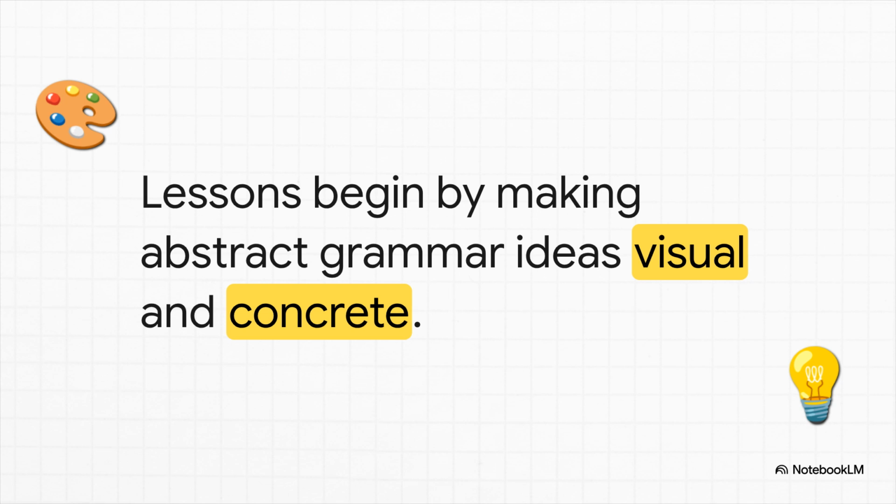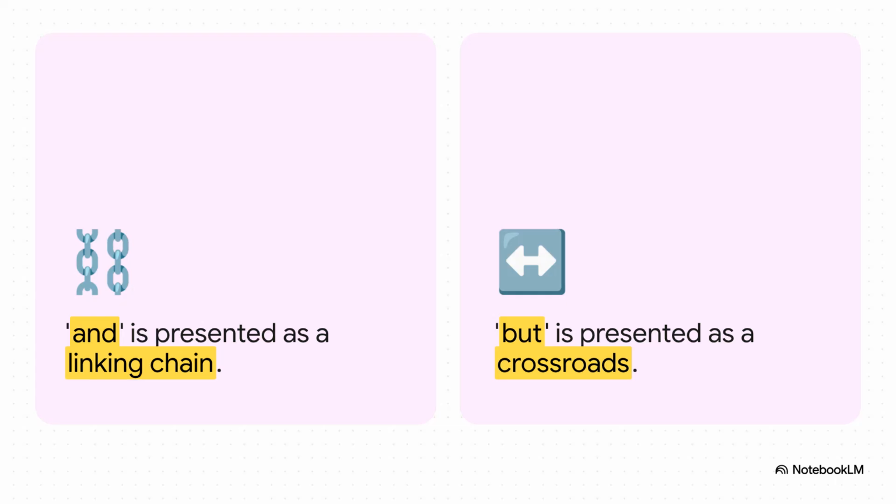Well, step 1 totally avoids dry, boring definitions. Instead, the lesson kicks off by making these abstract grammar ideas visual and concrete. And this is a perfect example. The word and isn't just a word. They show it as a chain, literally linking two things together. But becomes a crossroads, a point where your idea is about to change direction. This gives students a powerful mental image to grab onto.